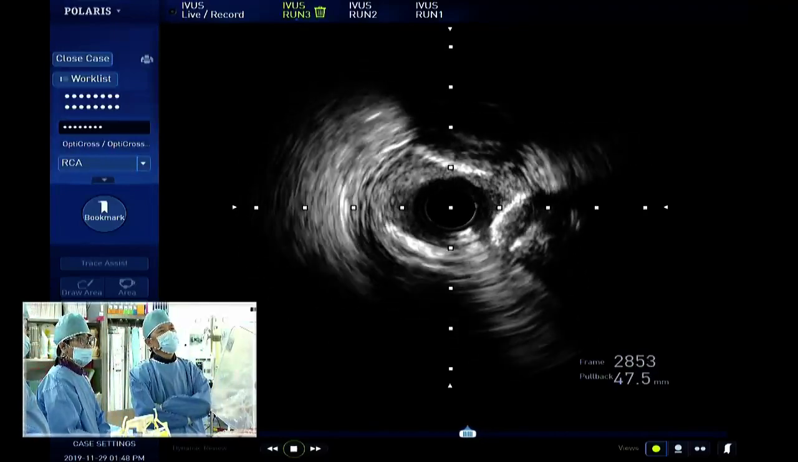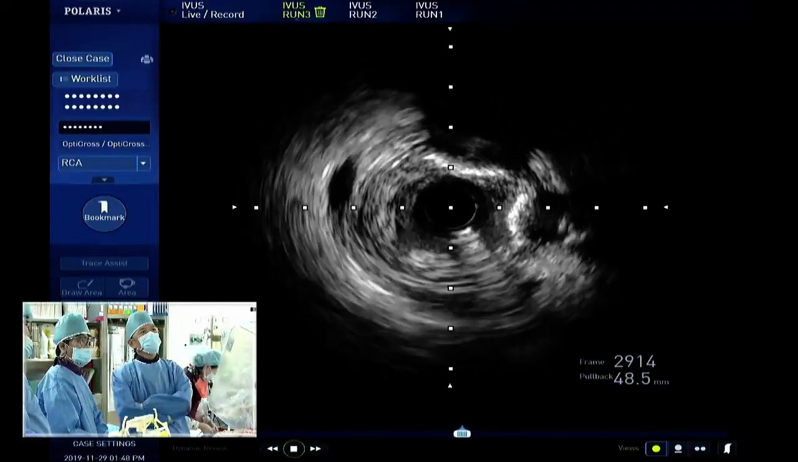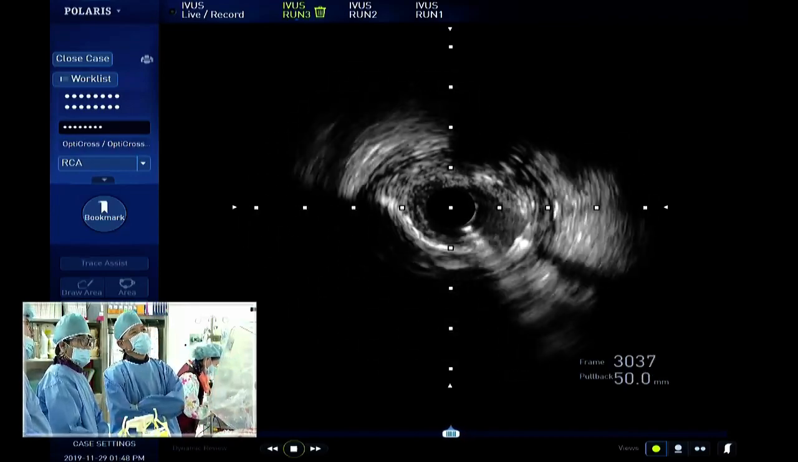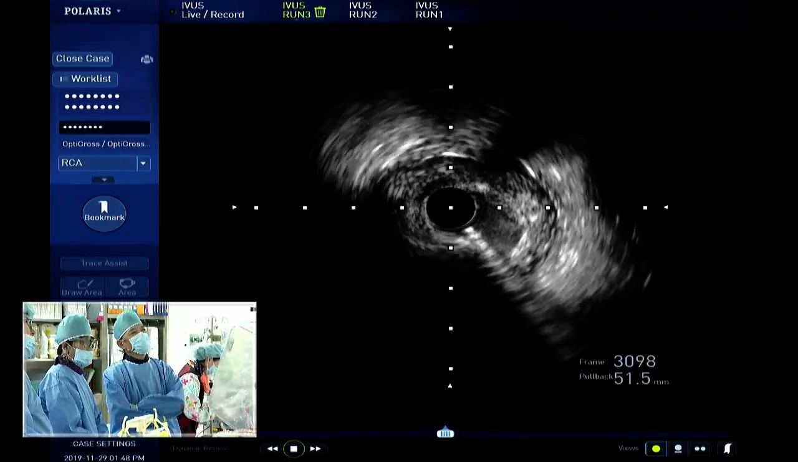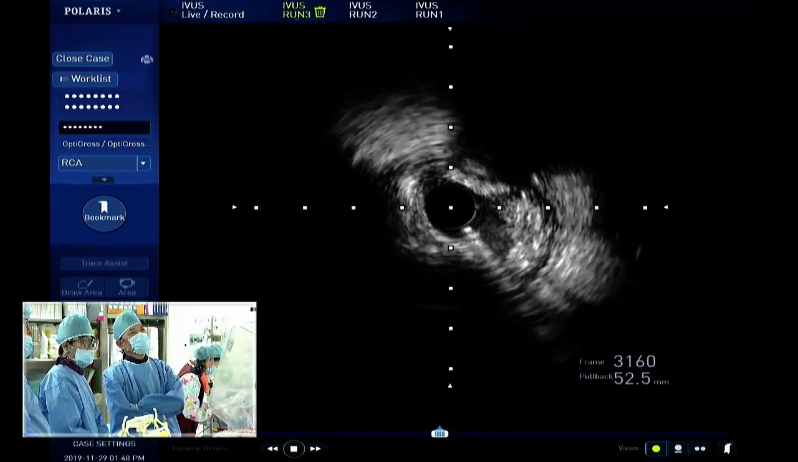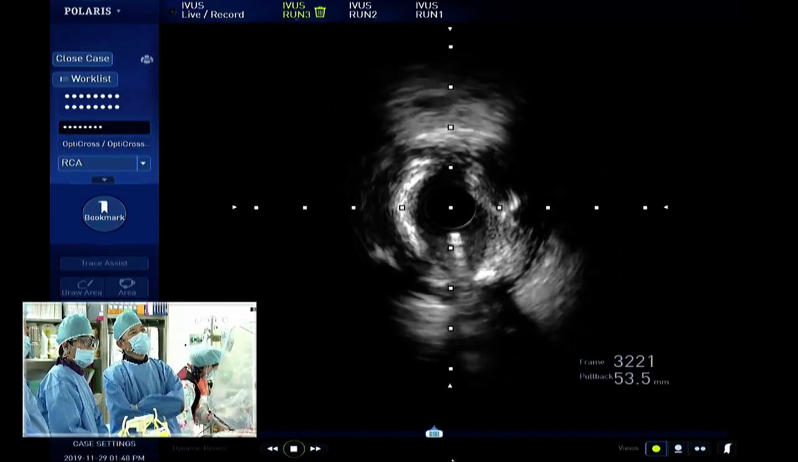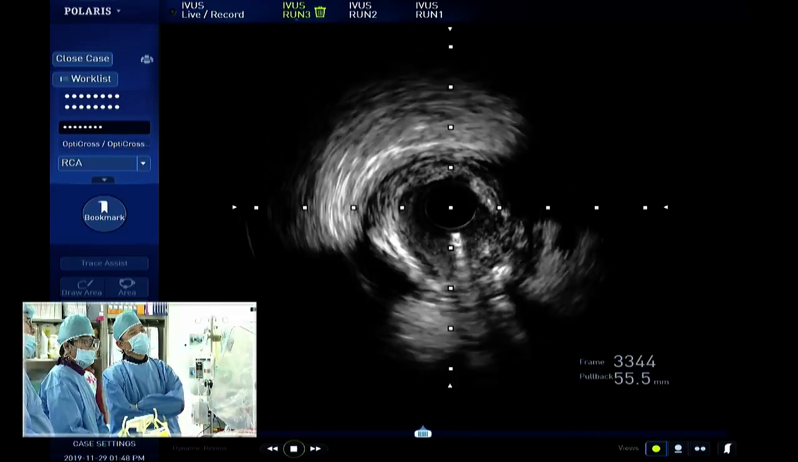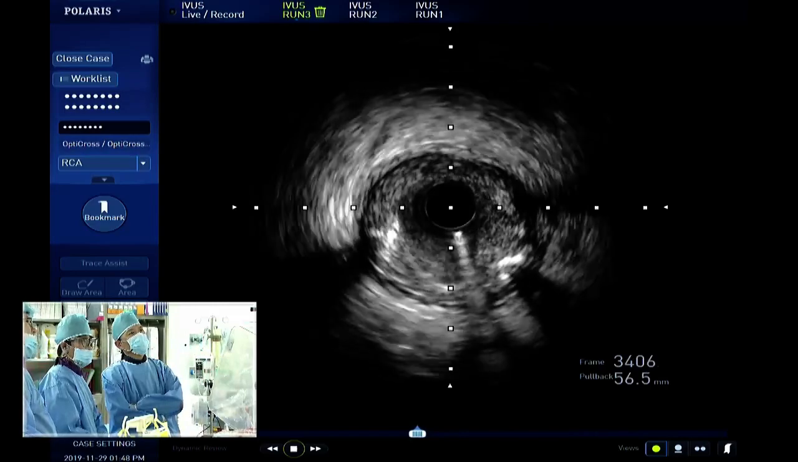Okay, the vessel size is about 4.0 in this place, 4.0, 4.5. Still, we have to cover the space. I think we need at least two stents to cover all the lesions.